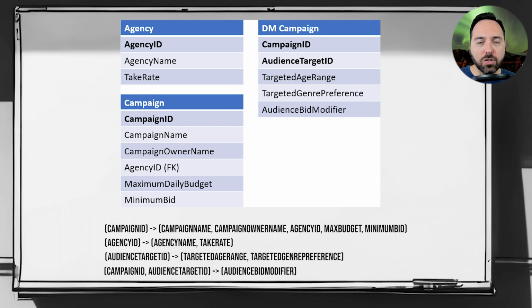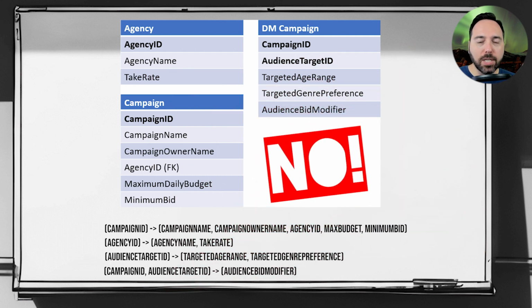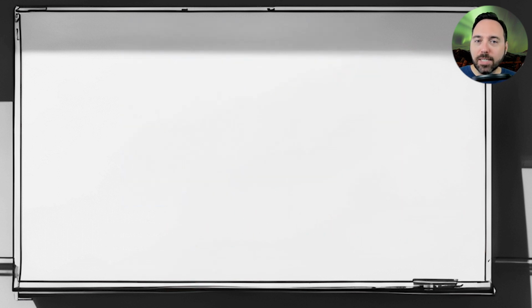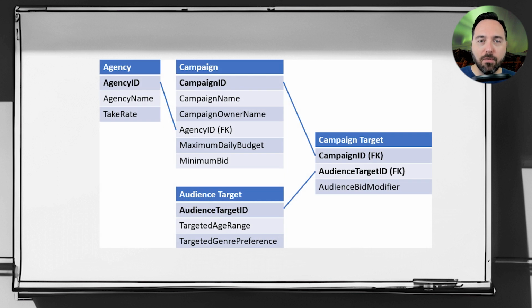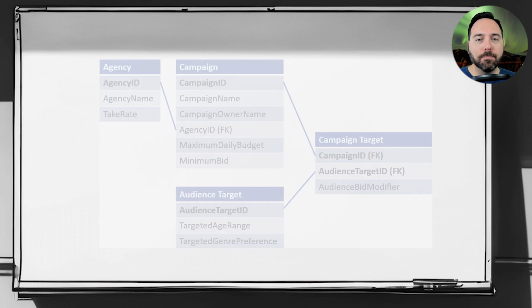Well, we have 2 functional dependencies remaining, one of which uses audience target ID alone, so no, this isn't good enough. We will need, once again, to break that out into its own relvar, taking with it target age range and target genre preference. By the time we are done with this, we now have the following data model, constituting 4 relvars. And along the way, I took the opportunity to rename the DM campaign mega relvar into something which is more meaningful given the data that remains. This relvar actually represents a campaign target, not a campaign.